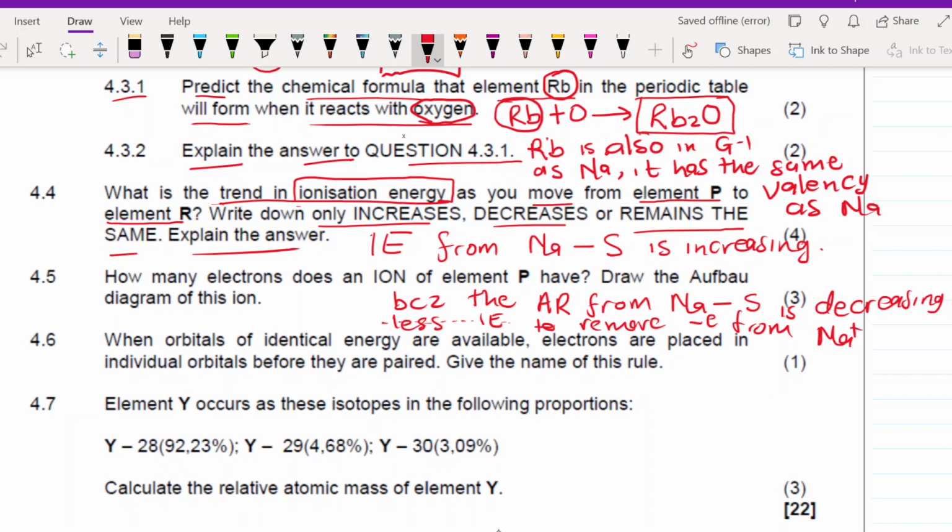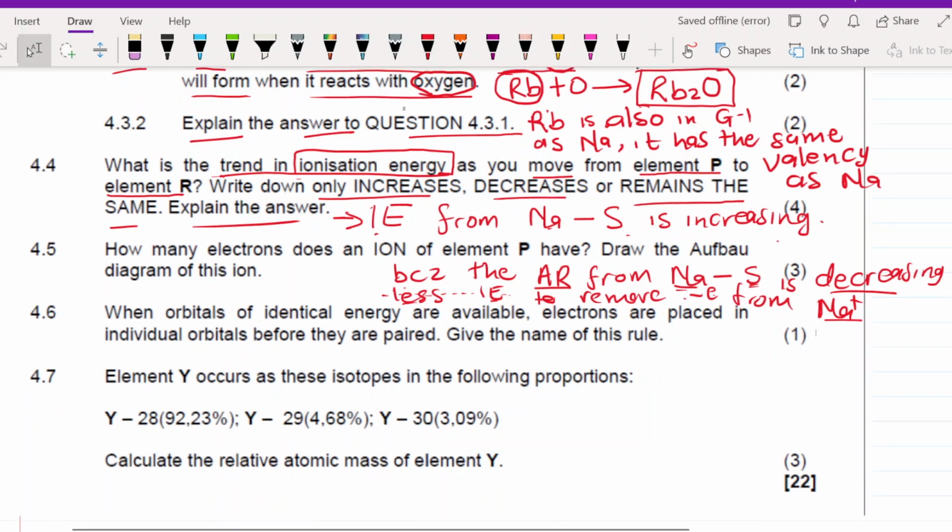I don't have a space here to write that down. The first point, that the ionization energy from sodium to sulfur is increasing because the atomic radius from sodium to sulfur is decreasing. Then you need less ionization energy to remove an electron from the valence orbital of the sodium. So that's how you answer that question. I hope you can understand.